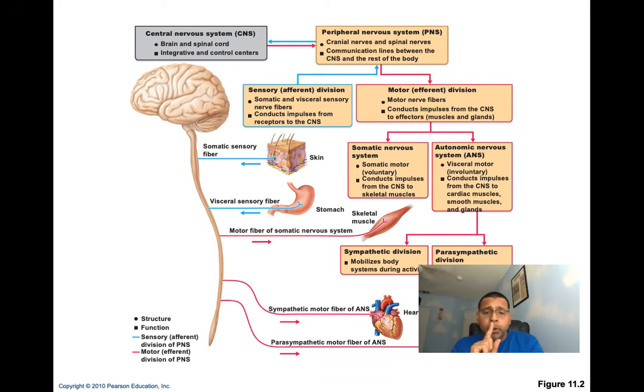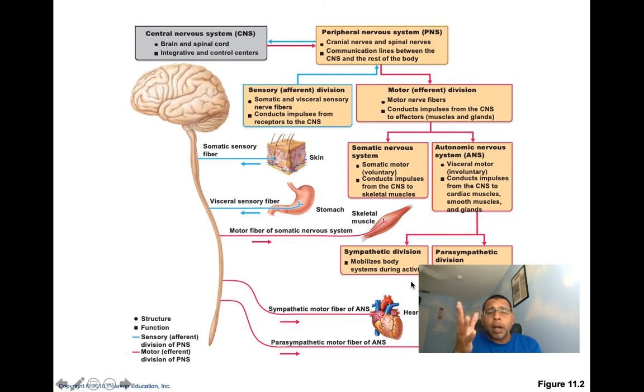Now, when we talk about the sympathetic division, I want you to know, it mobilizes our body's systems during activity or under stress. It mobilizes, you can say, our body's resources or our body's systems during activity or under stress. Now, when the sympathetic division is activated, it mobilizes body systems during activity.